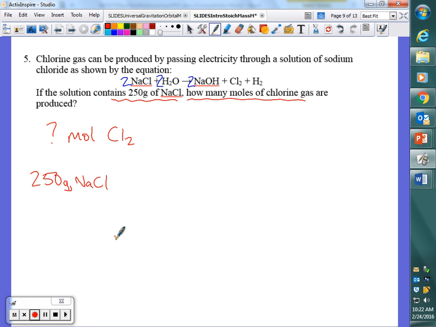Okay? That's what they gave us to work with. But we want to turn that 250 grams of NaCl into moles of chlorine gas. Right? That's what it's asking us for. So, time to draw a fraction bar. What unit has to go on the bottom of our first conversion factor? Grams of NaCl. So you got to get rid of that.